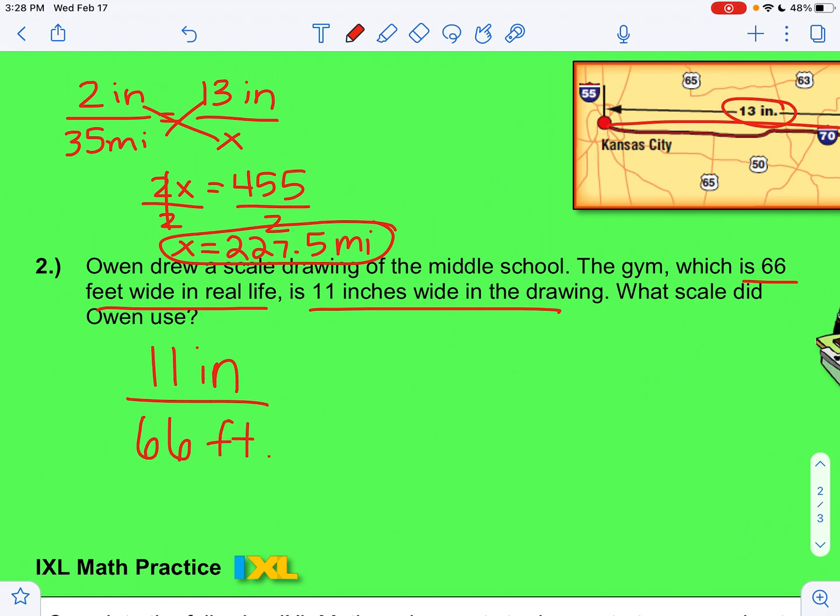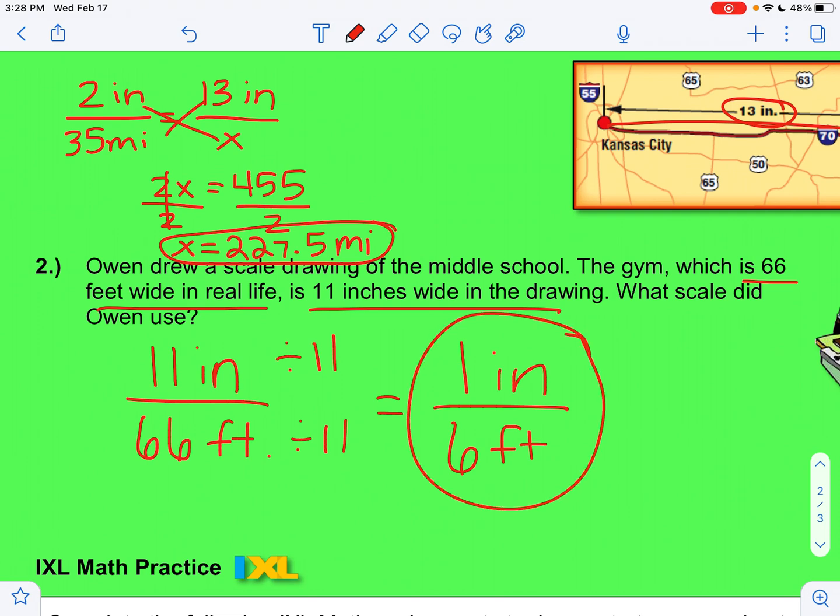Right, it's 66 feet. So what we want to do is simplify this ratio. Well, we could divide both of these numbers by 11. 11 divided by 11 is 1, so 1 inch. 66 divided by 11 is 6. So our scale is 1 inch in the drawing to 6 feet in real life.